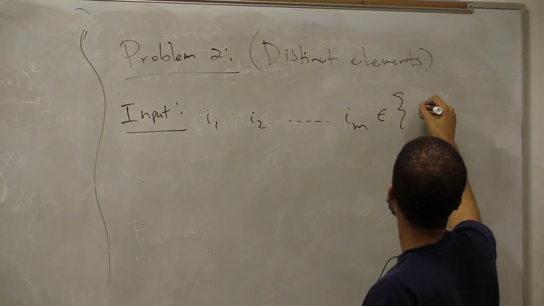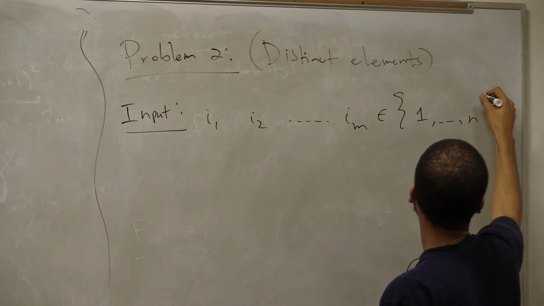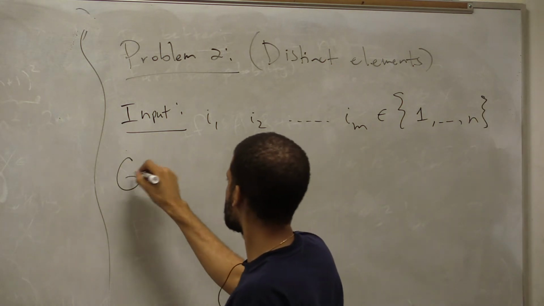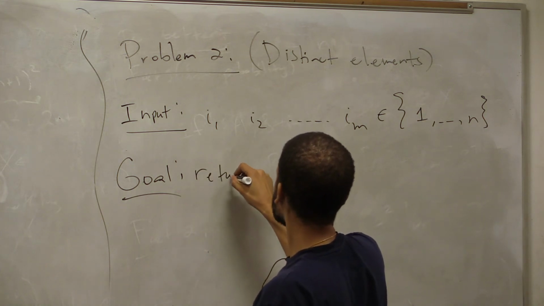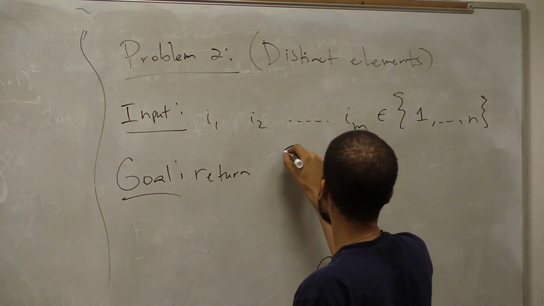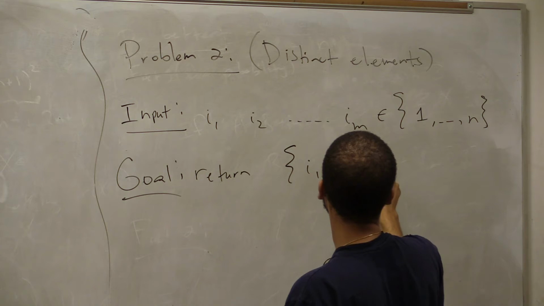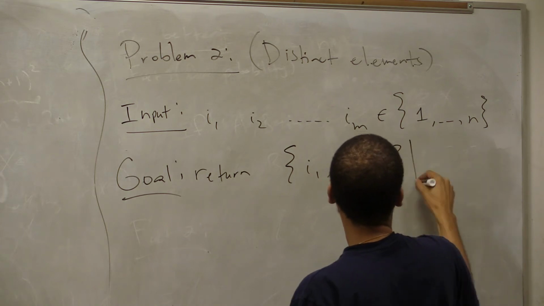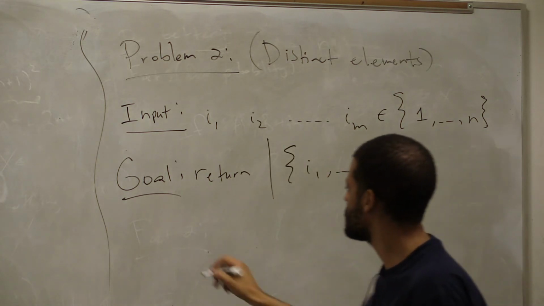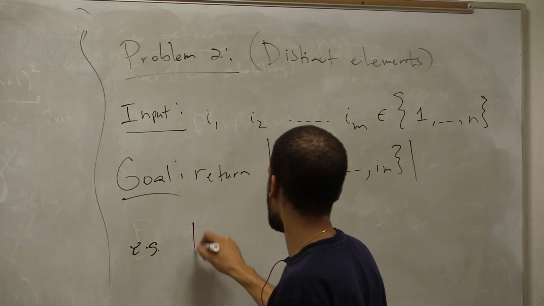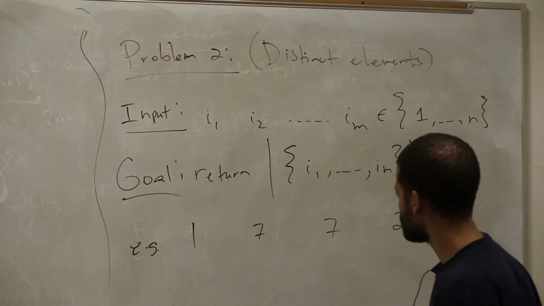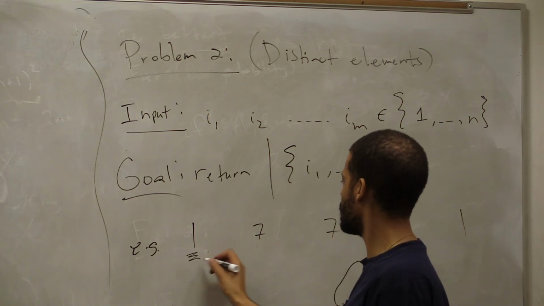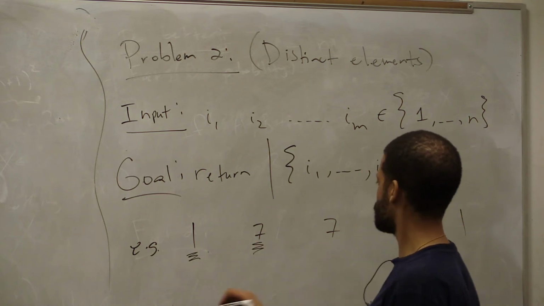Each integer is in the range from 1 to n. And the goal is to output the number of distinct elements. If you look at the set of all the things that appeared, what was the size of the set? For example, if the stream were 1, 7, 7, 2, 1, the distinct elements are 1, 7, and 2, so this should return 3.